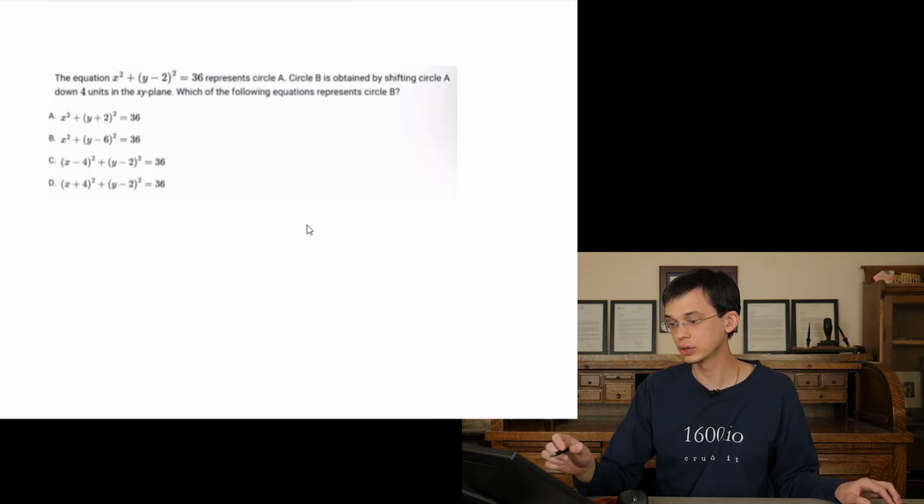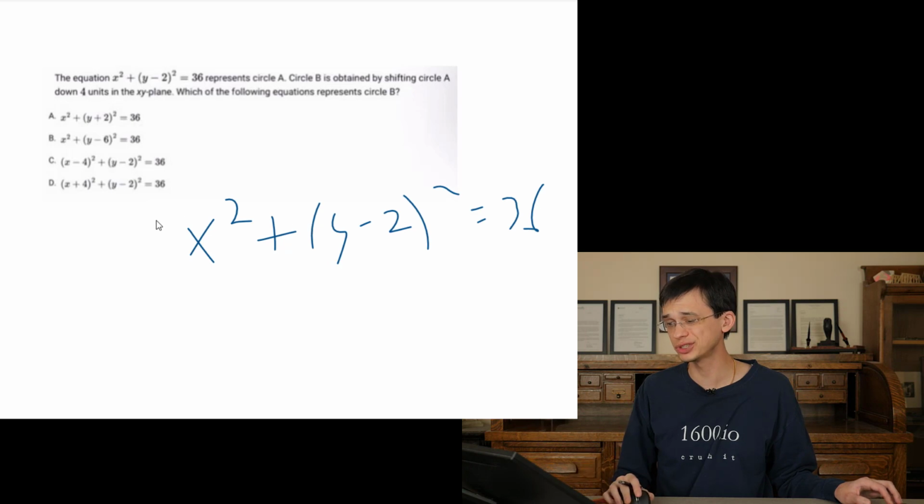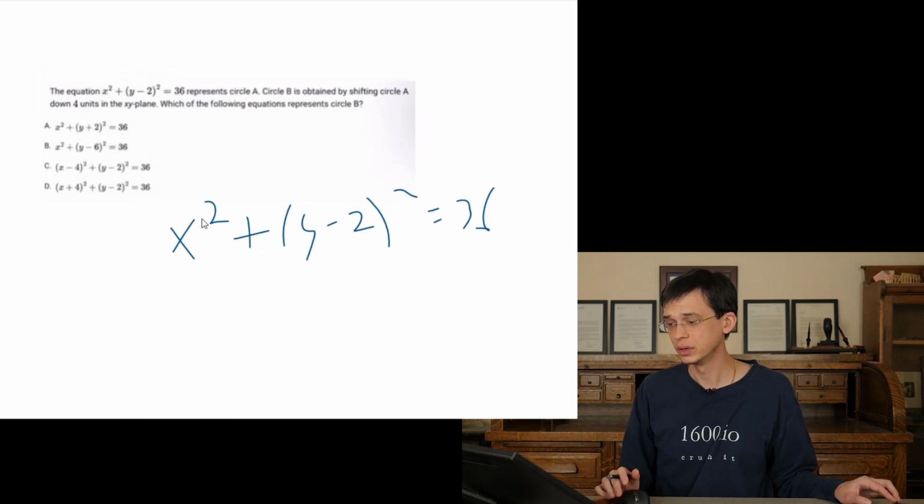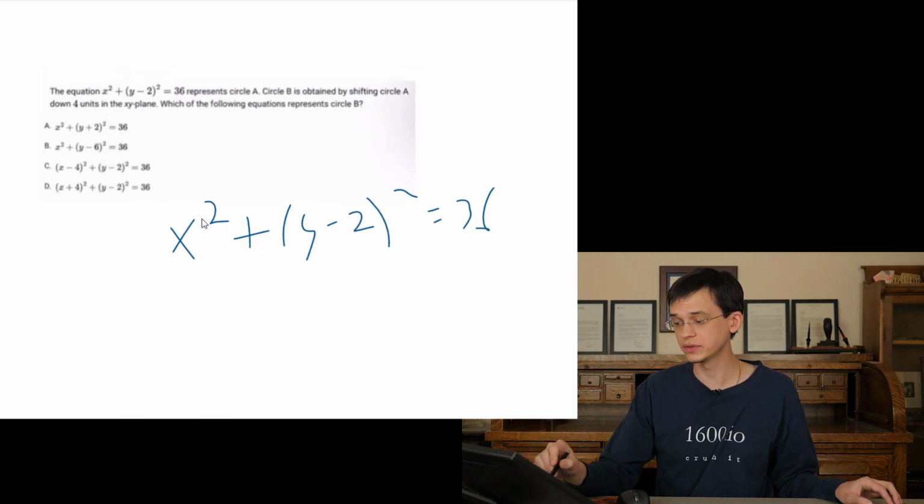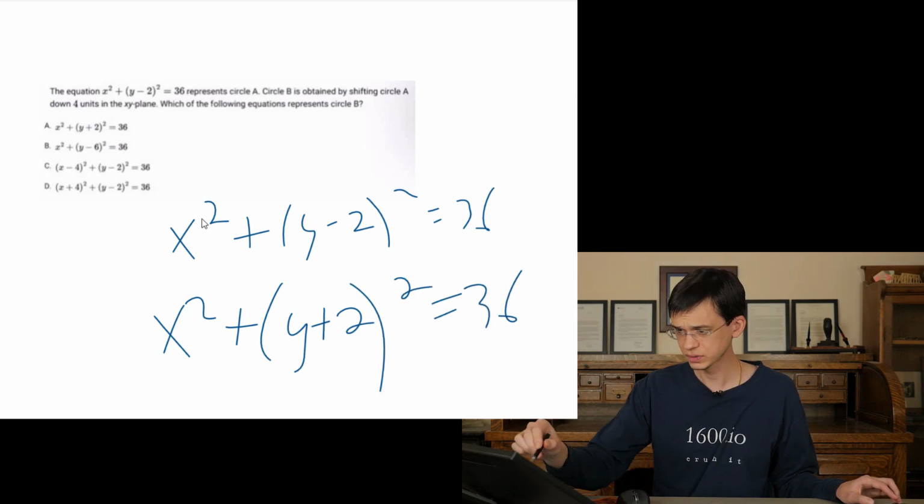Equation here: we have a circle, x squared plus y minus 2 squared equals 36. We're shifting the whole circle down by 2, so that means we're shifting the center down by 2. If we're just shifting the center down by 2, all we have to do is make a transformation of y. We get x squared plus y plus 4 minus 2, which is really y plus 2 squared equals 36. So that's going to be A.